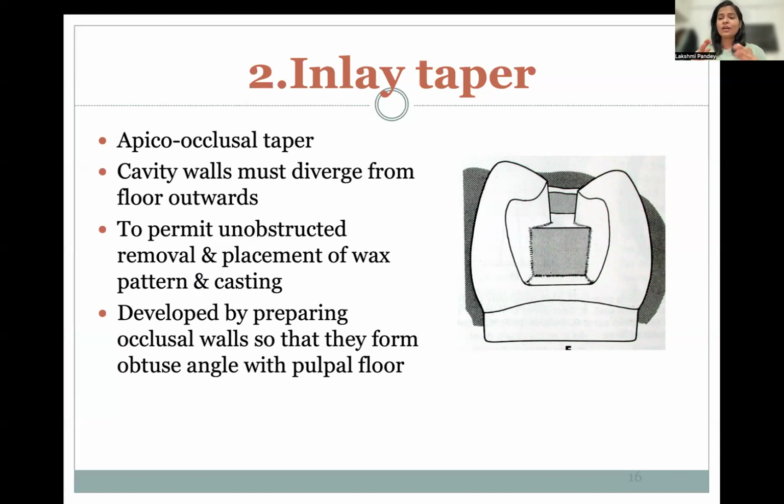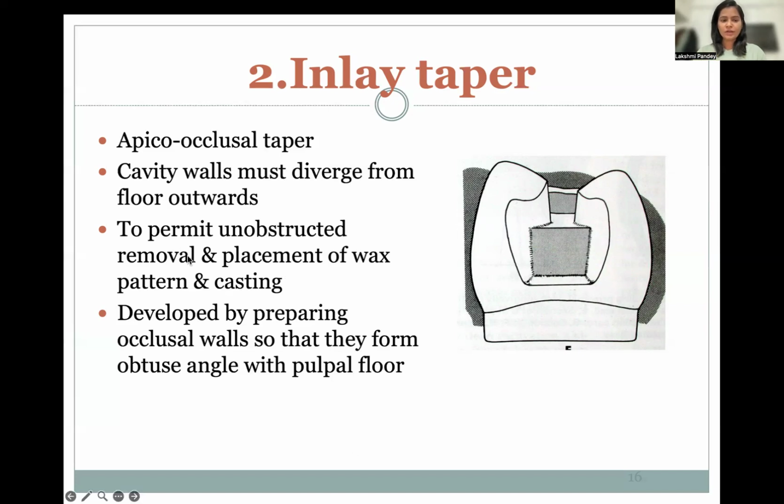If it's convergent, how will you place the inlay? Yeah, the casting won't be placed inside when it's convergent, so you make it a little divergent. And the taper should not be more than 2 to 6 degrees. Why? Because if you give more taper, your restoration will start rocking and the retention will go. So if you have more length, you can increase the taper, but if you have a shallow depth, the taper should not be there. Zero taper should be given.